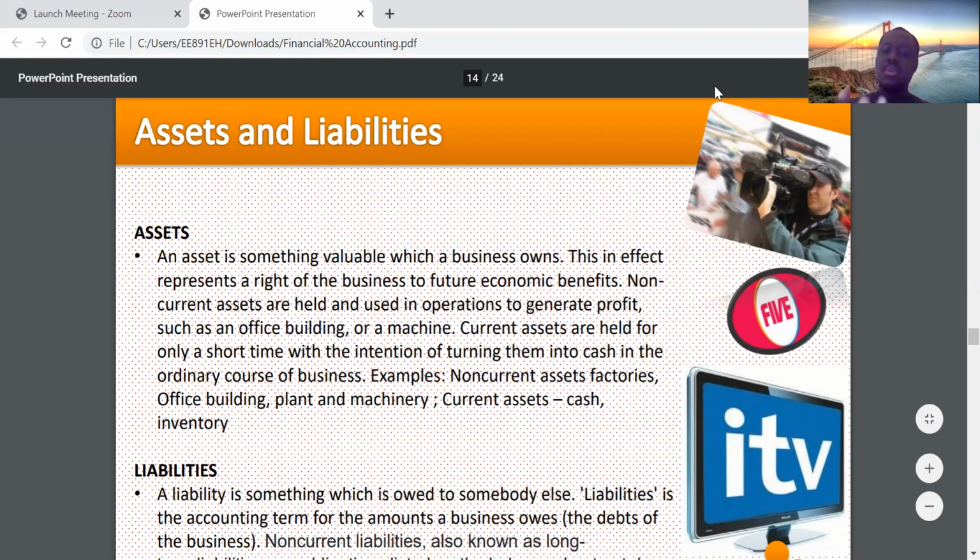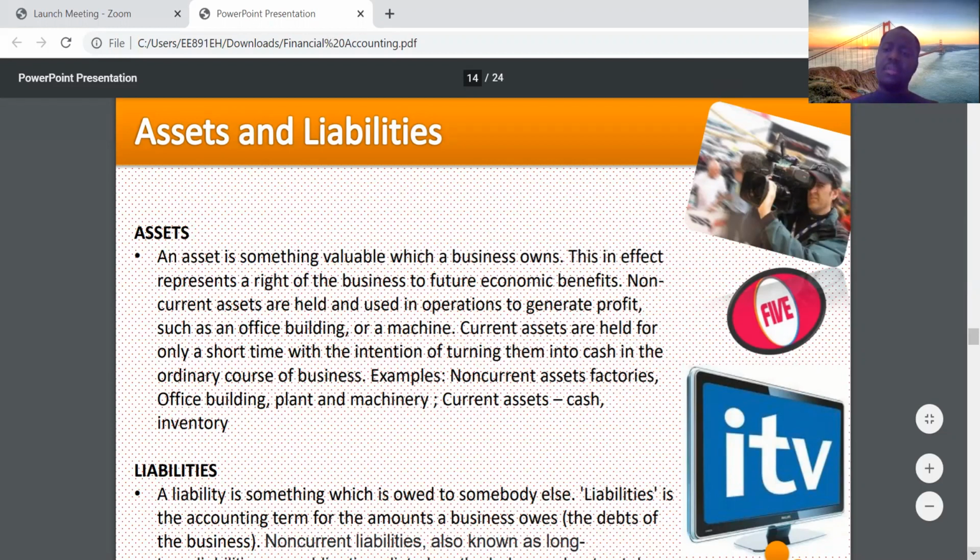So an example of a non-current asset, like we said, is office building, plant and machinery, etc. An example of a current asset is stock or inventory, receivables or debtors, people who owe you. Those are current assets because you can convert them to cash quite easily, unlike, let's say, plant and machinery, which is a lot more fixed and non-current in nature.